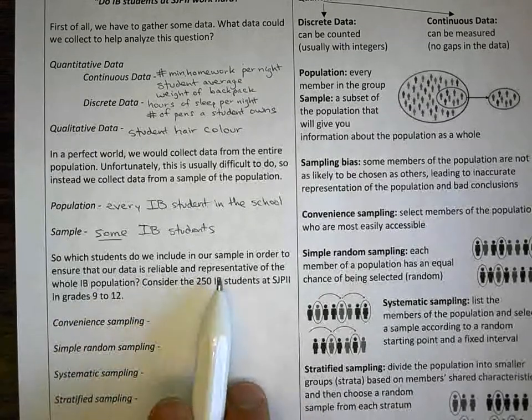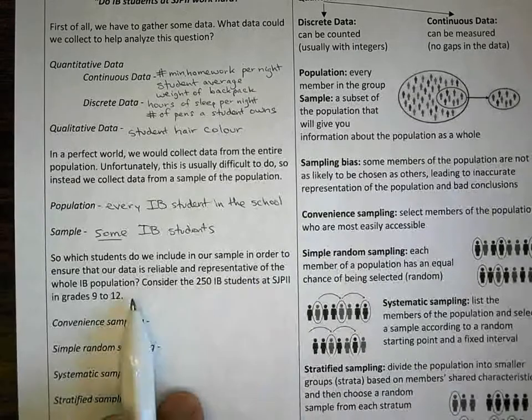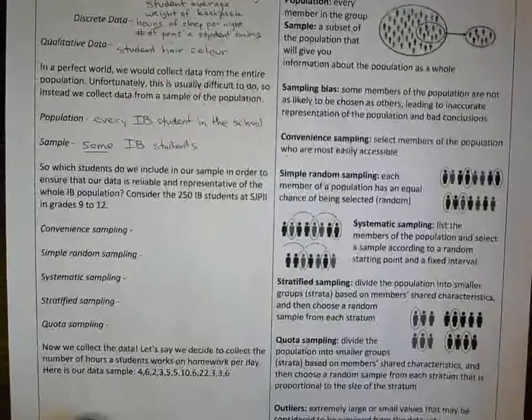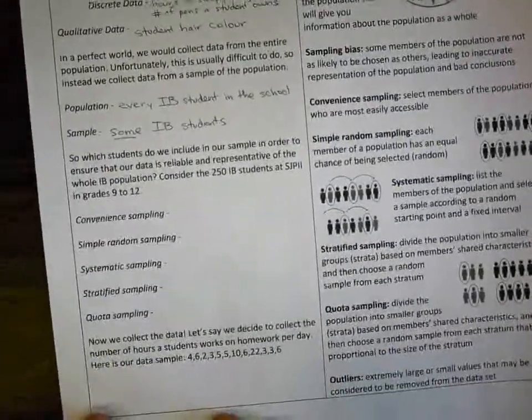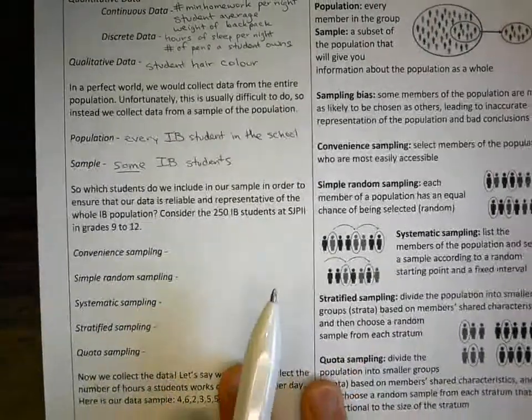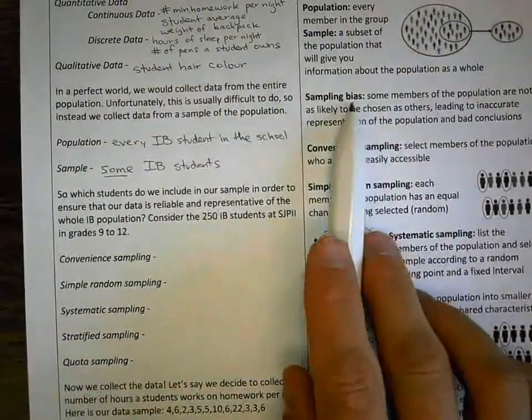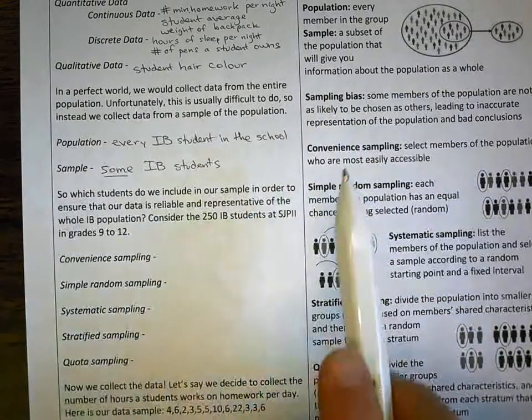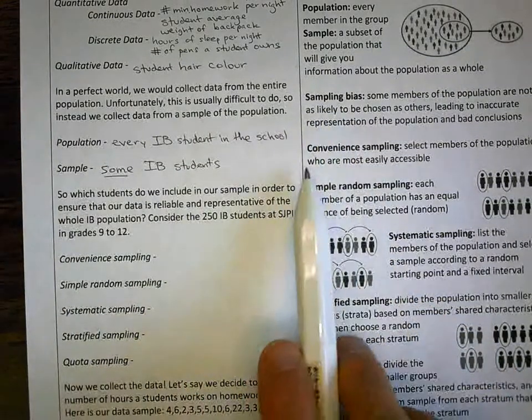So let's say we have 250 IB students at St. John Paul II in grades 9 to 12. Let's talk about some different ways I can sample them, that is, some different ways I can interview them to collect data. Oh, sorry, I just talked about sampling bias, the whole problem if you don't sample correctly. So let's talk about some sampling ways to avoid sampling bias.